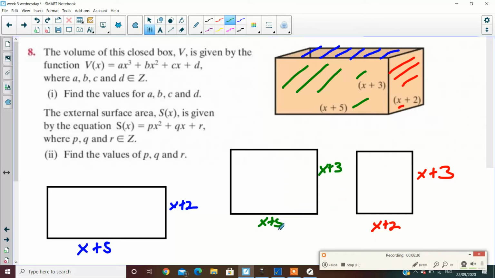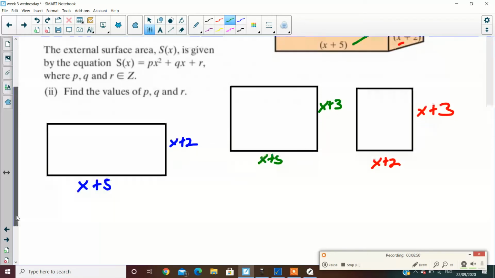How many sides are there in a rectangular box? How many sides are there? How many sides in the dice? 6. So when you get the area for each one, add them all together and double the answer because you've only got 3 sides you want, 6 sides.